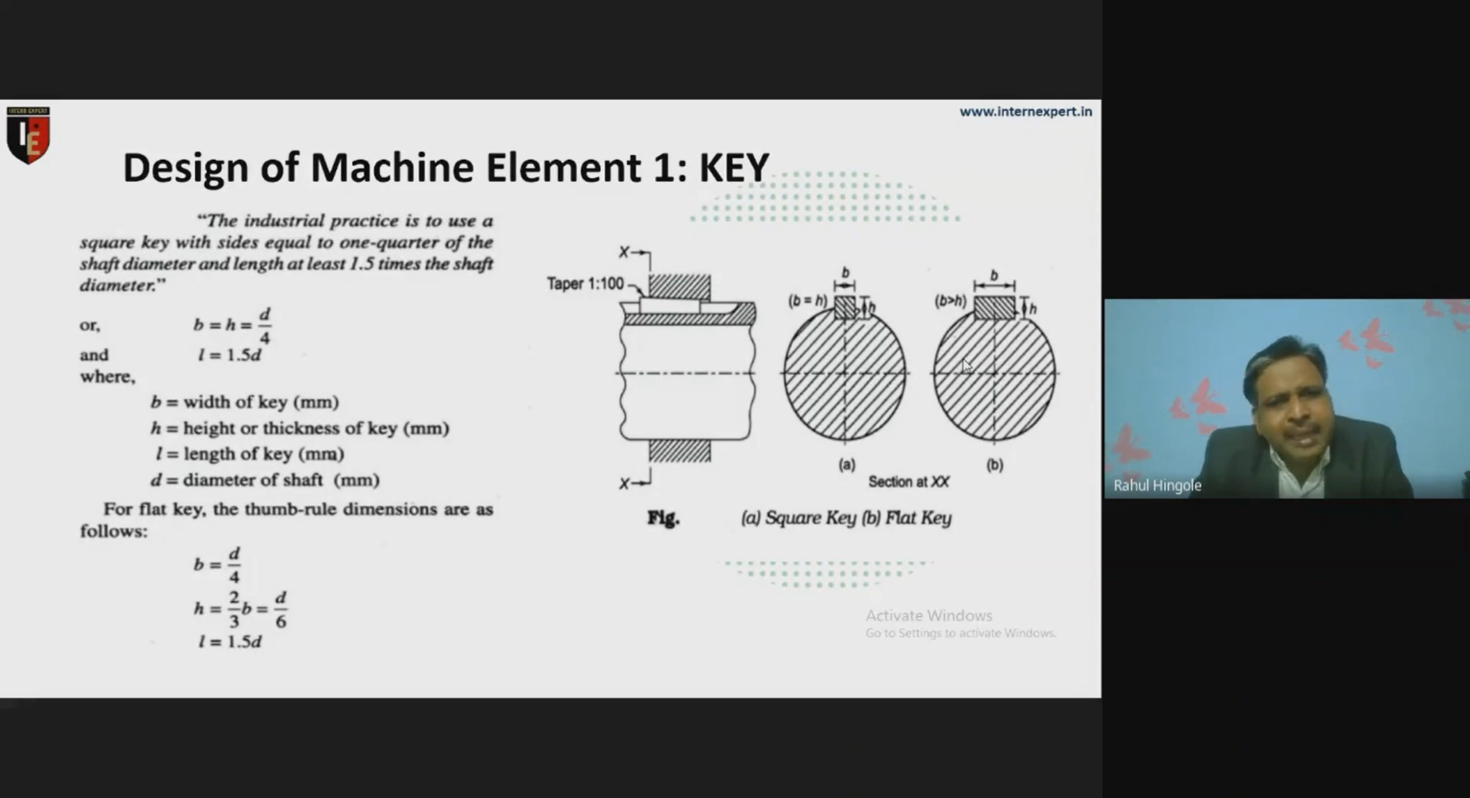So you know the width B, height H, length of key L, and D is the diameter of the shaft. All the above information is for the square key, whereas for the flat key, width B equal to D by 4, height H equal to 2/3 of B. In terms of D, put the value of B as D by 4. Therefore, we get H equal to D by 6. That is the dimension of H, D by 6. Length L equal to 1.5 times D. So if the diameter of shaft is given as 30 millimeter, you are able to get the B value, H value, L value, and then you can design the key.